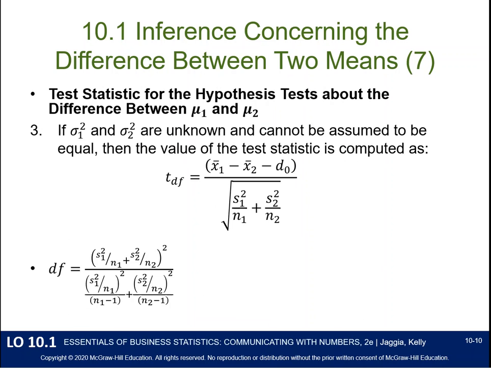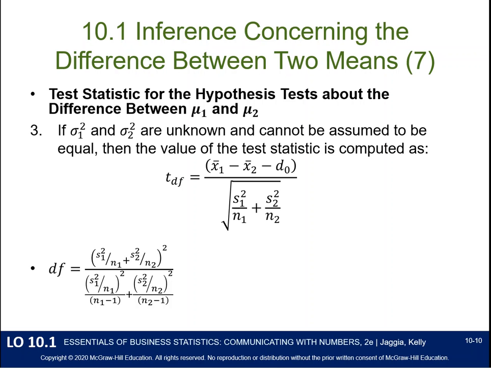And then lastly, if we don't know the variances and we cannot assume they're equal, then we have again our nasty formula, but now our degrees of freedom is not so simple to calculate. We've got to do that formula down there at the bottom. But again, don't worry, we're going to use Excel, so I'm very excited about that.